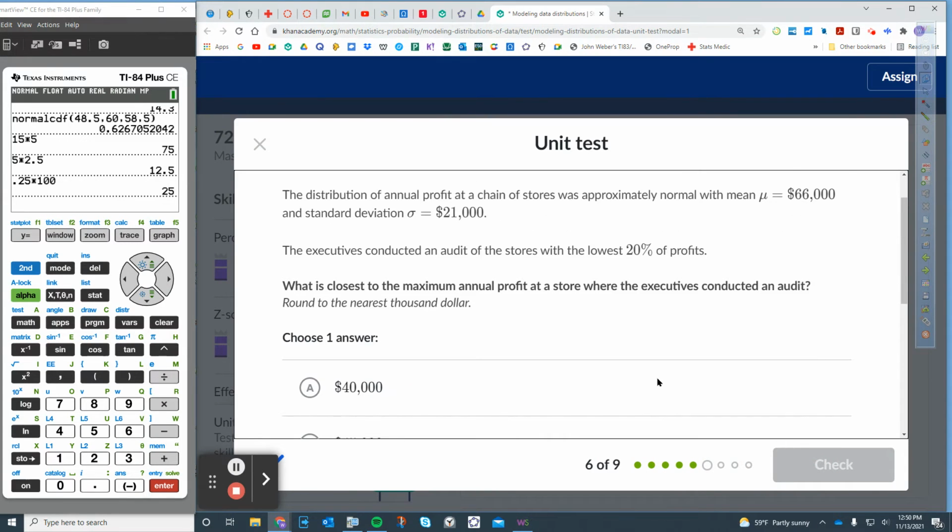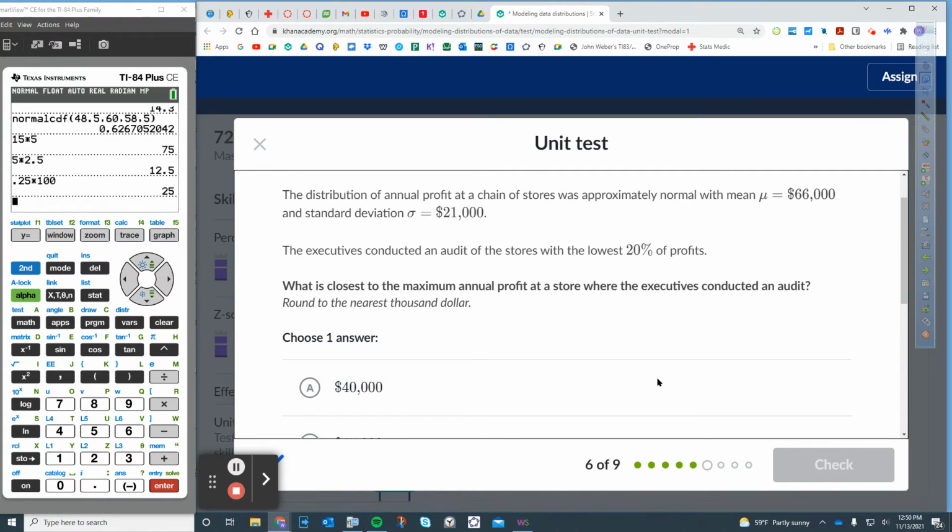Okay, so here we go. The distribution of an annual profit at a chain of stores was approximately normal with a mean of 66,000 and a standard deviation of 21,000. The executives conducted an audit of the stores with the lowest 20% of profit. What is the closest to the maximum amount profit at a store where the executive conducted an audit?